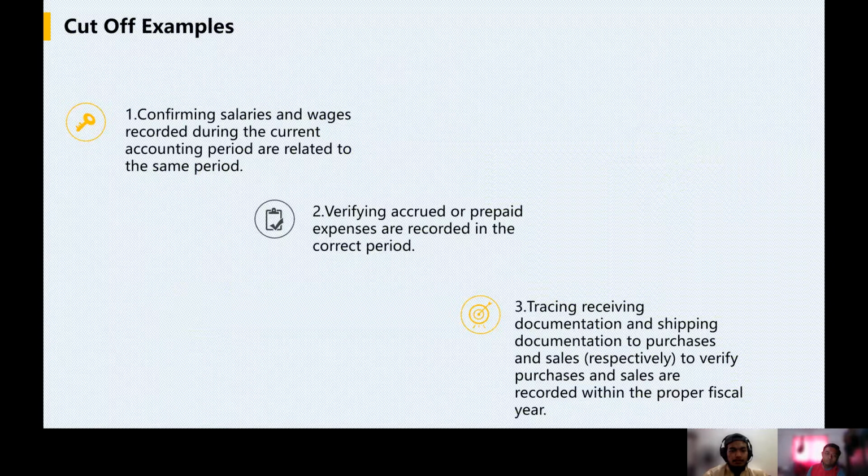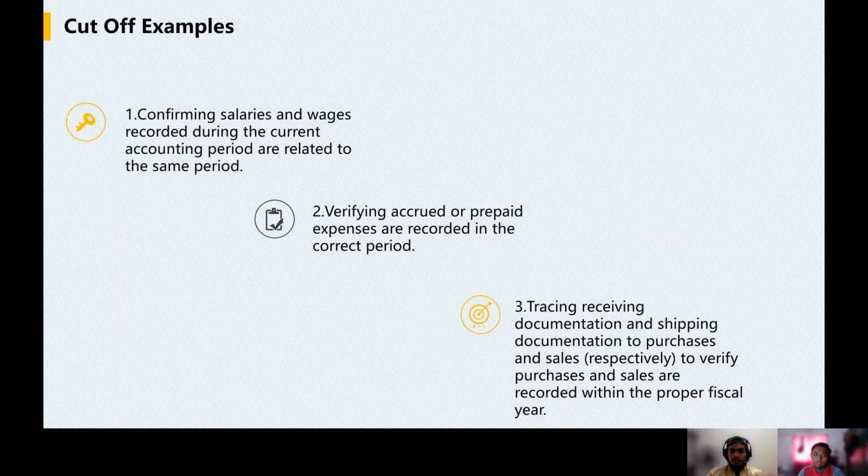I will give to my partner for the last part. Okay, I will explain the cutoff examples. The first example is confirming salaries and wages recorded during the current accounting period are related to the same period. The second example is verifying accrued or prepaid expenses are recorded in the correct period. The third example is tracing receiving documentation and shipping documentation to purchases and sales, respectively, to verify purchases and sales are recorded within the proper fiscal year.